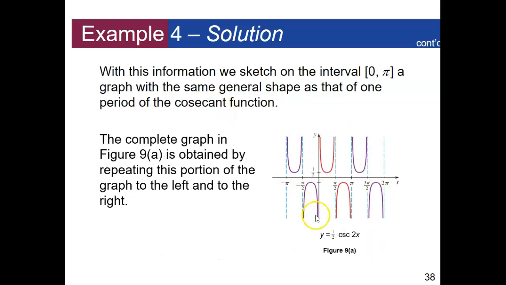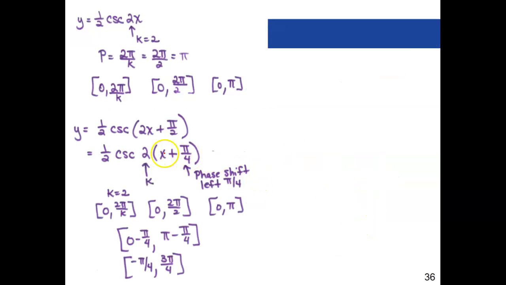okay, so here's the graph of the one that we were looking at, the 1/2 cosecant of 2x. And you can see from 0 to pi is one complete cycle of this 1/2 cosecant of 2x. Okay, if we look at the second one here, we've got y equals 1/2 cosecant of 2x plus 1/2 pi.